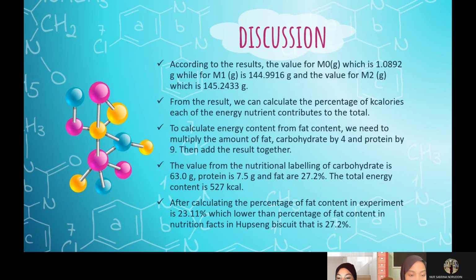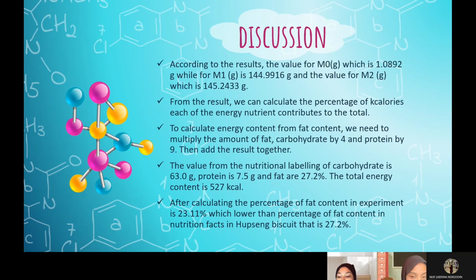The third one is to calculate energy content from fat content. We need to multiply the amount of carbohydrate and protein by 4 and fat by 9, then add the results together. The fourth discussion is the value from the nutritional labeling: carbohydrate is 63.0 gram, protein is 7.5 gram, and fat is 27.2 gram. The total energy content is 527 calories.